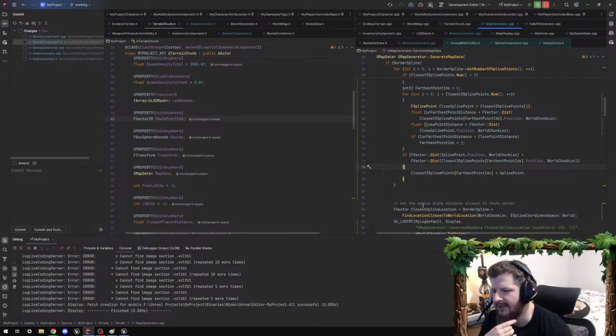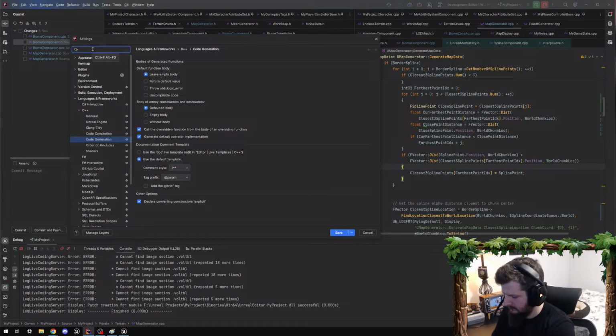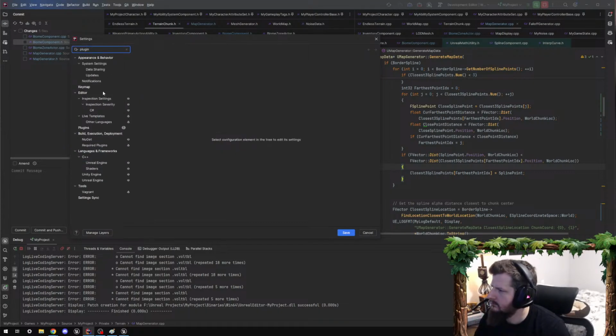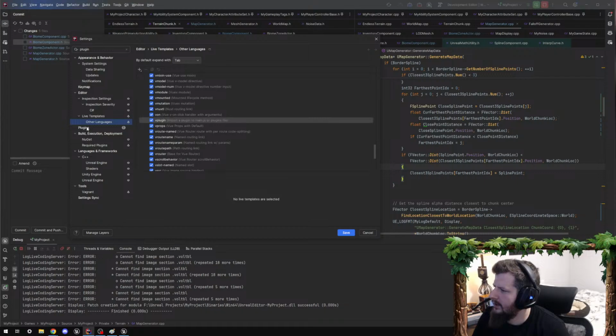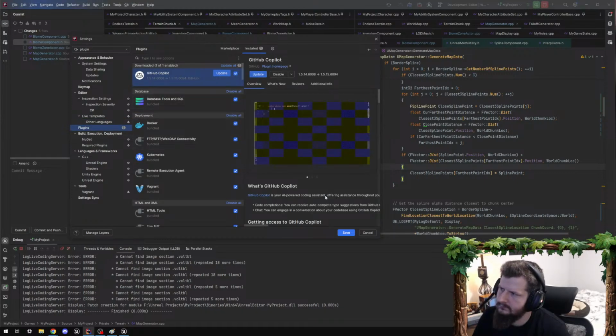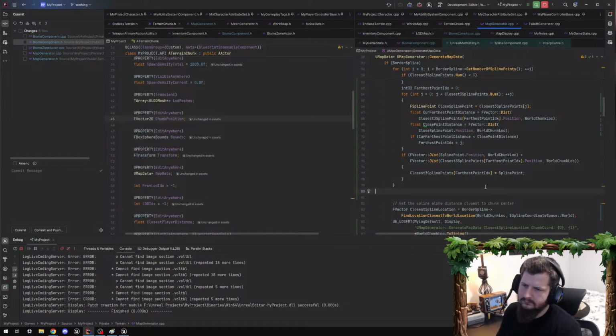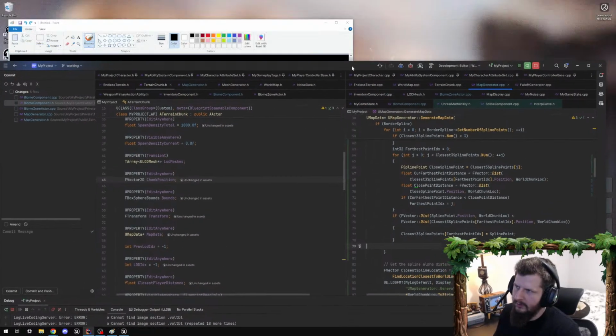What's the max Copilot will generate for you? Is it just a few lines? You can use Copilot in the software you're using? Yeah, there's a plugin. GitHub Copilot. Yep.